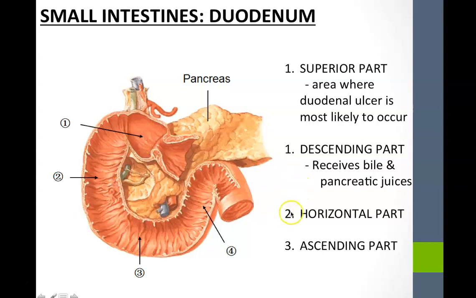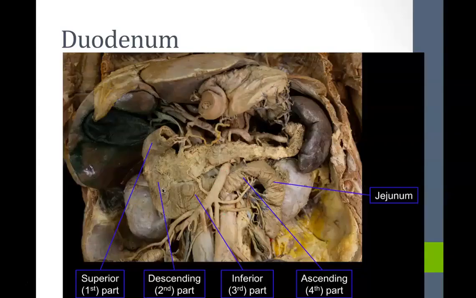And then our horizontal part should be a number 3 here. So this is the horizontal part. And lastly, this should be a number 4 for our ascending part that is moving up. So the duodenum is pretty short. And notice how the duodenum is cradling what we will soon know is called the head of the pancreas. So the pancreas is kind of like its little baby that it's cradling.